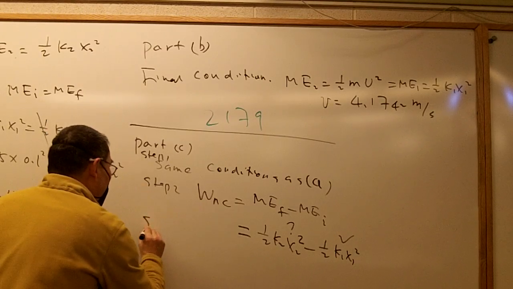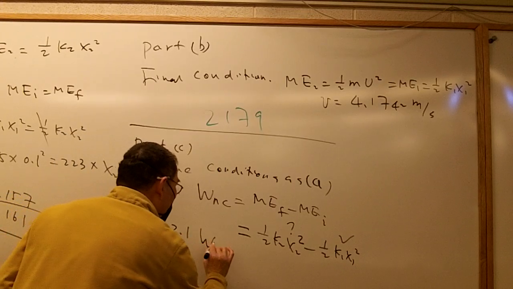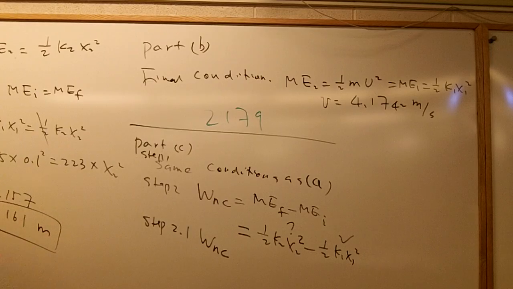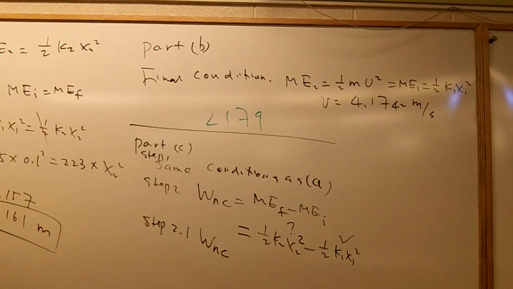So therefore, this is the extra step I called 2.1: find W and C here. This is an extra step added because that's a non-conservative work. Folks, I'm going to show the results over here.